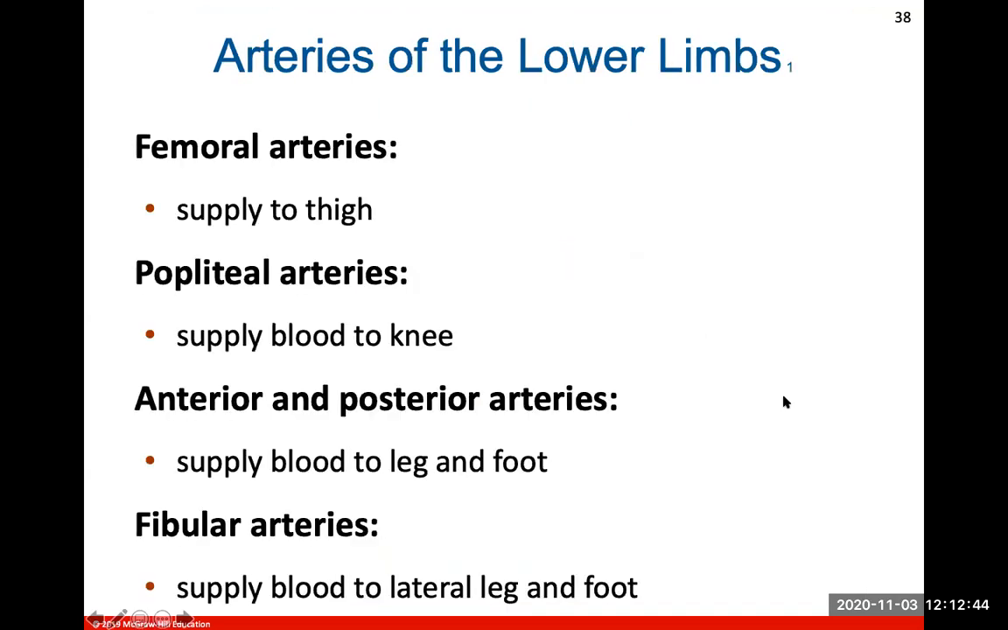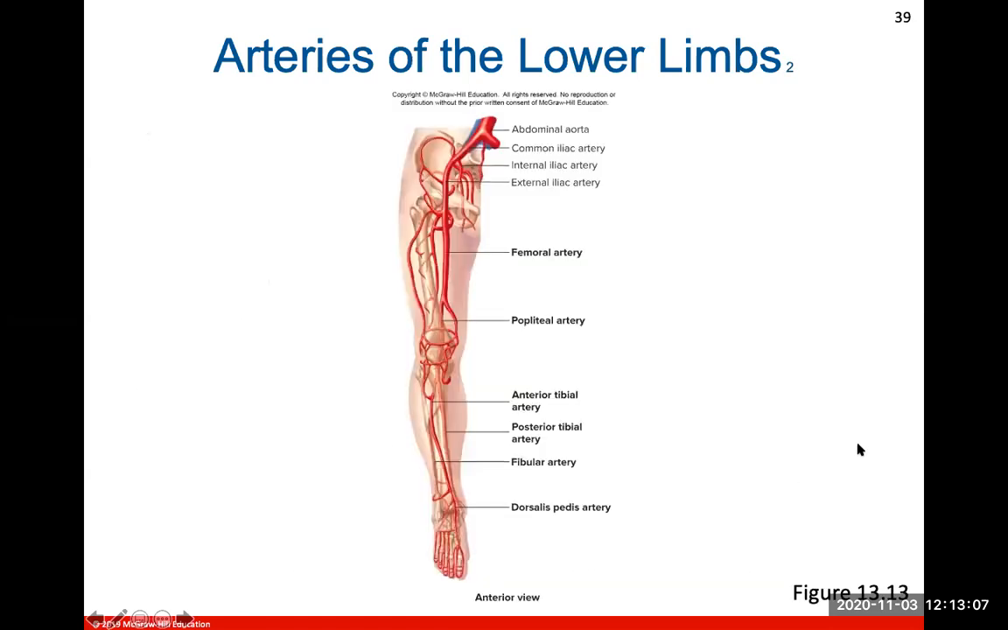The arteries of the lower limbs: your femoral artery supplies the thigh, the popliteal artery supplies blood to your knee, and then you have anterior and posterior arteries supplying blood to your leg and foot, either on the front or back side of the lower leg. And the fibular arteries will supply blood to the lateral leg, and that's rightly named because the fibula bone is on the lateral side of your lower leg as well. And you can see here just how they are labeled. So again, you can see their branching.